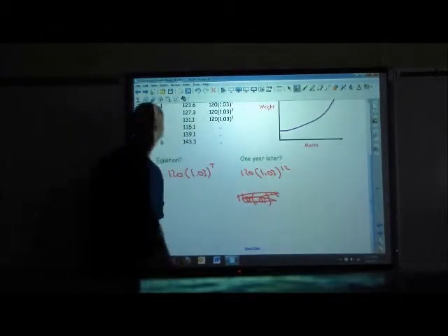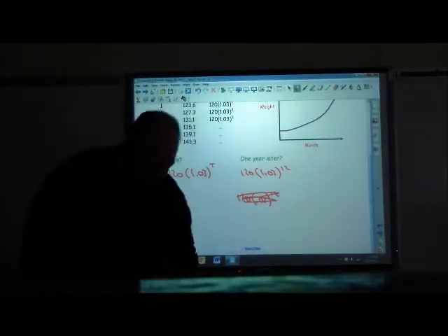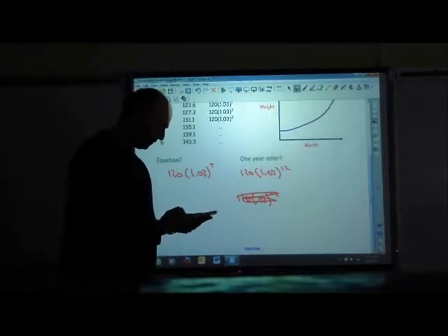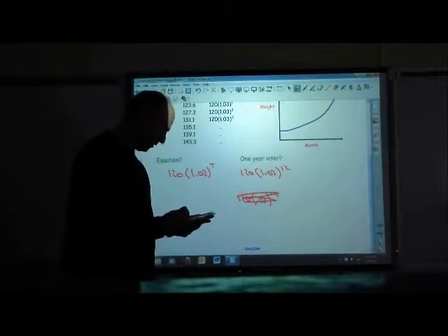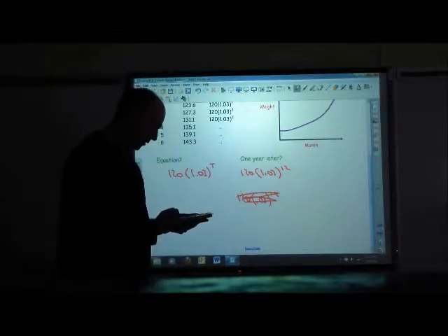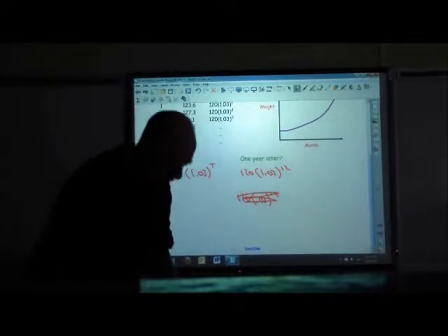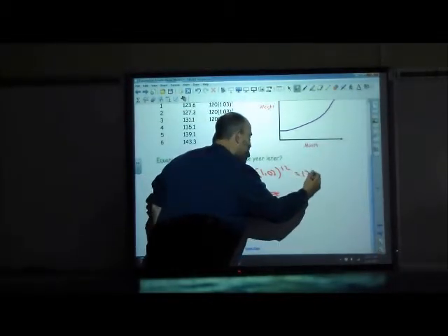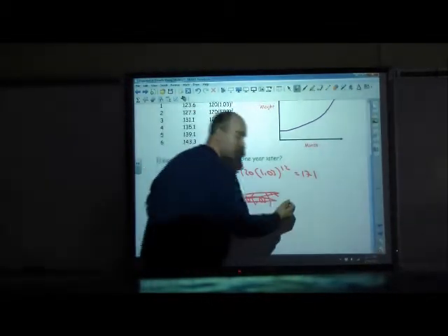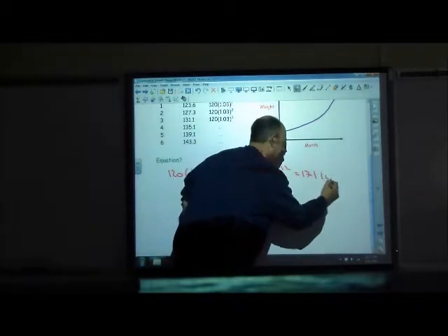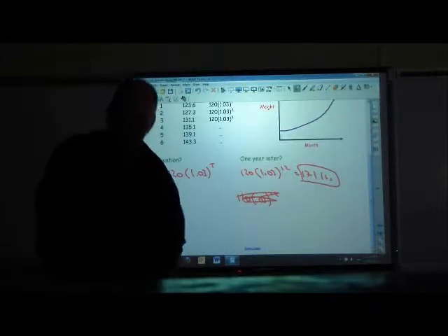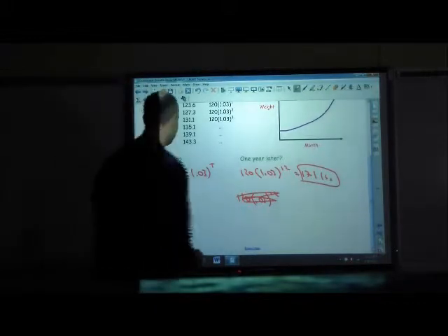Now I got a calculator here, and I'll just punch in the numbers. So 120 times 1.03 to the 12th power, and I get Joey at 171 pounds. So that would be pretty effective. Hopefully Joey's not getting fat, because he's really gaining weight there. That's 50 pounds in a year. It's pretty crazy. Probably don't try that at home.